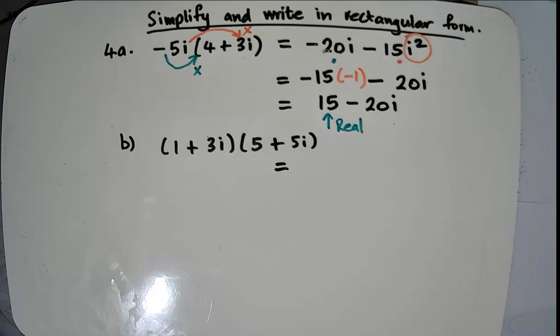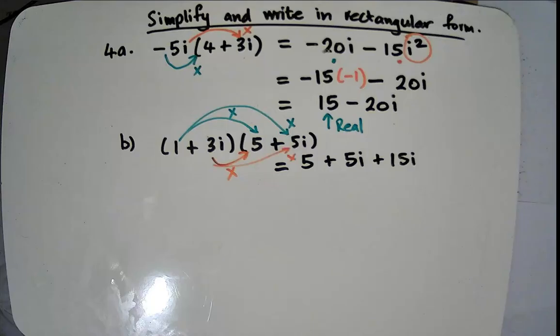So multiplying the first terms, we will get 1 times 5 will give us 5. 1 times 5i will give us plus 5i. Then the inner terms, plus 3i times 5 will give us plus 15i. Then we have plus 3i times plus 5i will give us 15i squared. So now we can look at the like terms.